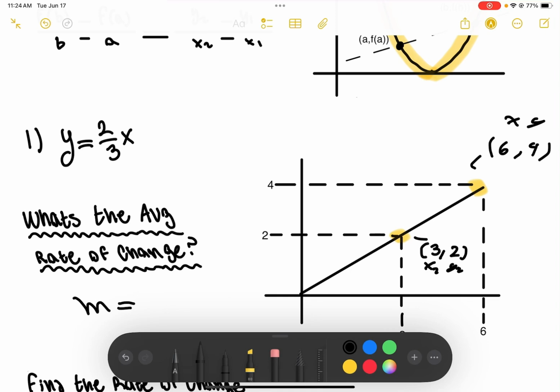So now that we've got our TI-84, we could put 4 minus 2 divided by 6 minus 3.